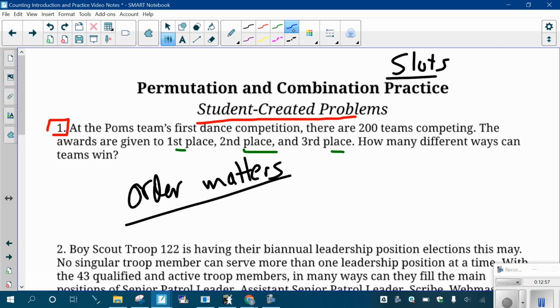Therefore, we're going to use the P. How are we going to use the P? We're going to use it by putting the total number you're choosing out of in front, and after it, the number that you're picking. We're just picking first place, second place, and third place, so we're choosing the first 3 places out of a total of 200.